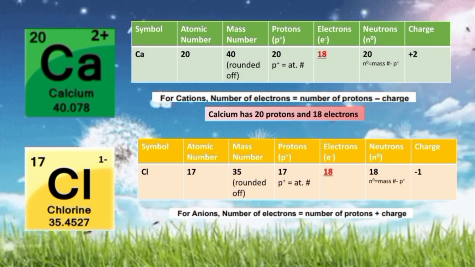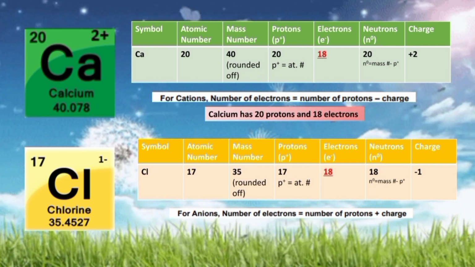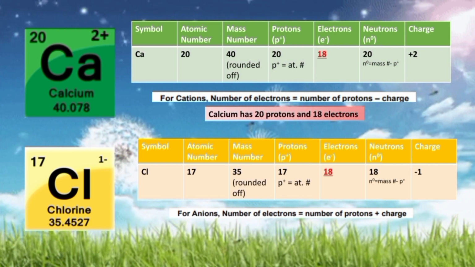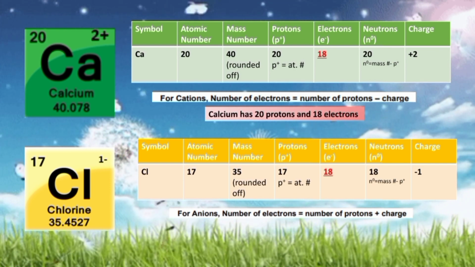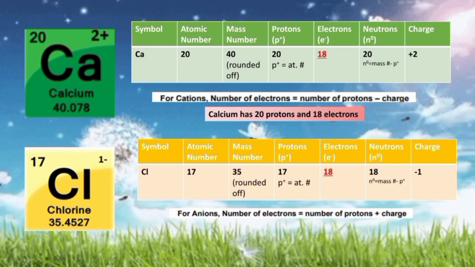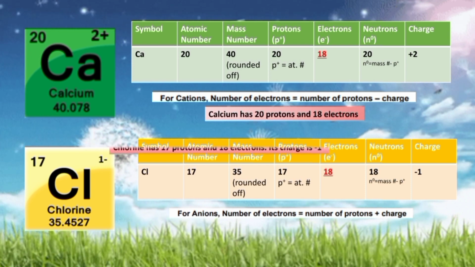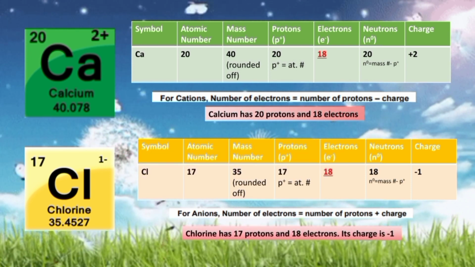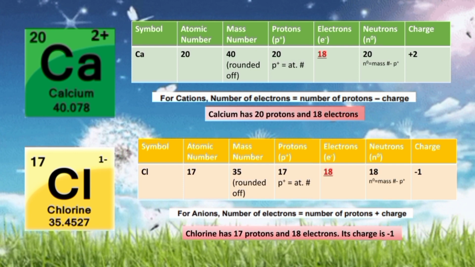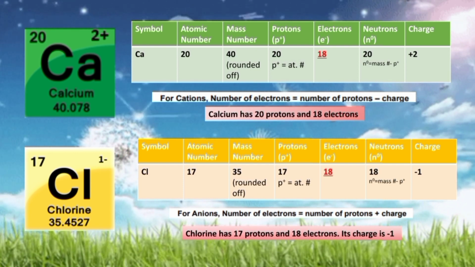17. Tapos, since the charge here is negative, papalitan natin siya, gagawin natin siyang addition. Operation na siya, not just the sign. And then, charge. Ilan yung charge dito? 1. So, yun yung ipa-plus mo. Therefore, chlorine has 17 protons and 18 electrons. And the charge is negative 1.